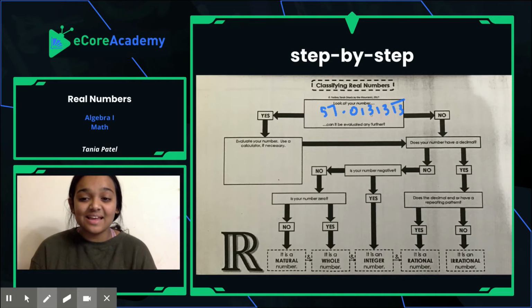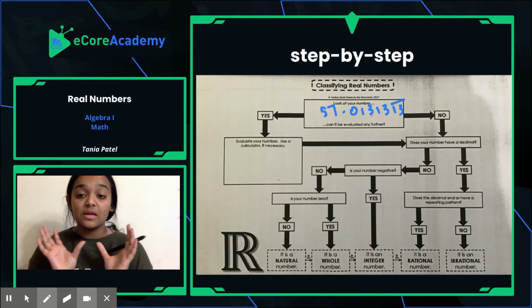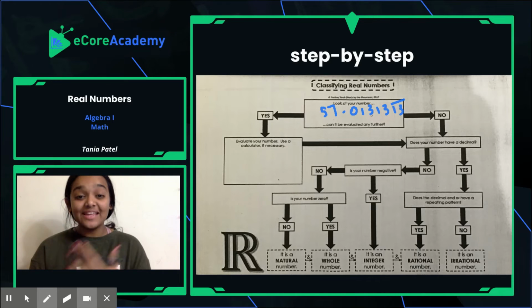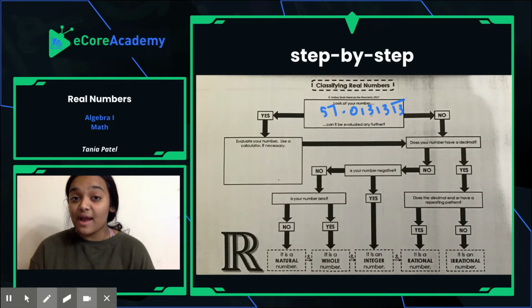Repeating kind of indicates that it's already going to be non-terminating. It is a continuous number, because what's being repeated is going to be repeated again and again and again. It is a repeated number. I think it's safe to say that it is a rational number because it's non-terminating, but it's a repeater. But let's follow the chart.